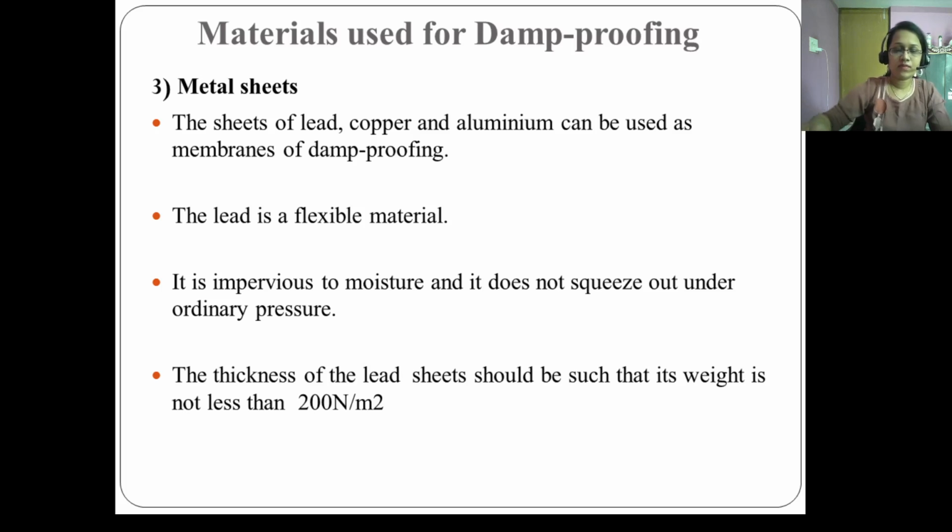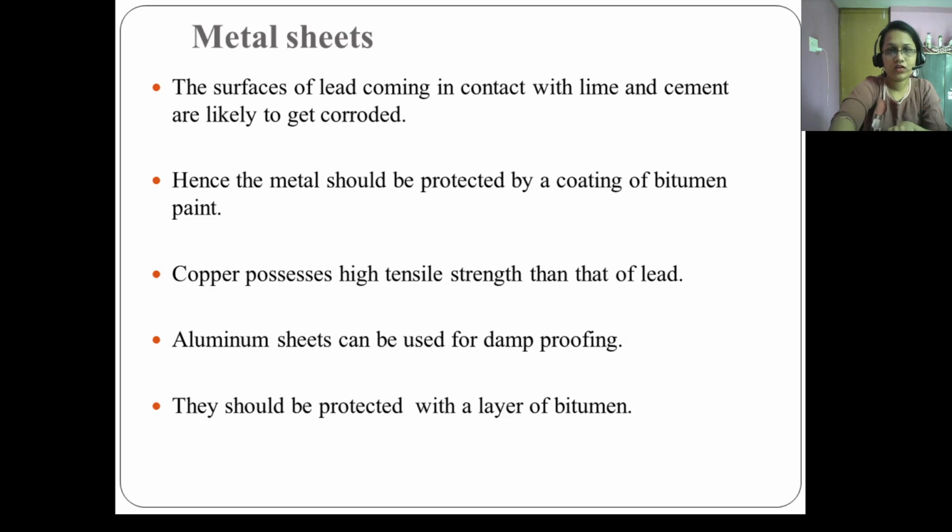Then we have the metal sheets. Sheets of lead, copper, aluminium can be used as a damp-proofing course. These sheets are of flexible type. The lead sheets are quite flexible. Their thickness should be such that the weight is not less than 20 kg per square meter. They are laid similar to the bituminous felts. The surfaces of the lead coming in contact with lime and cement are likely to get corroded. Hence the metals should be protected by a coating of bitumen paint. Aluminium sheets can be used for damp proofing, and they should be protected with a layer of bitumen.